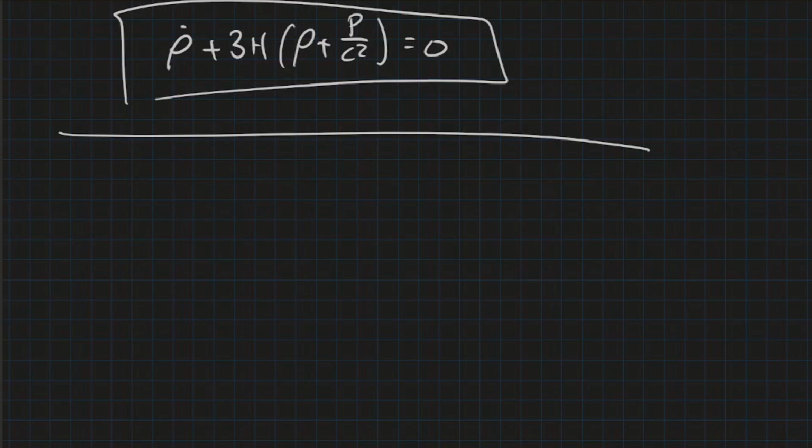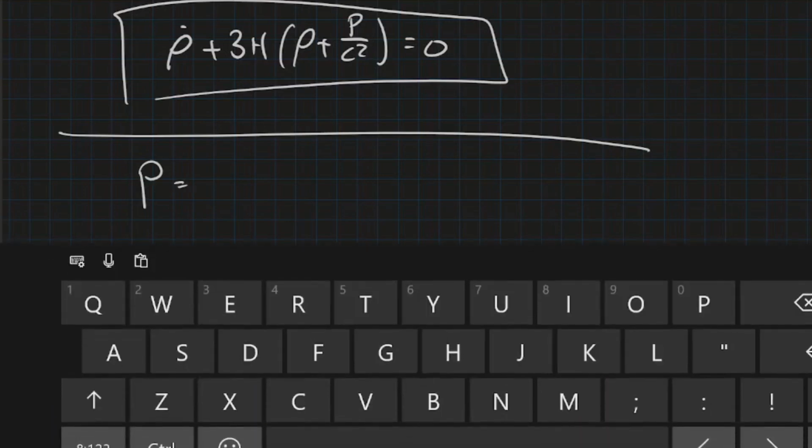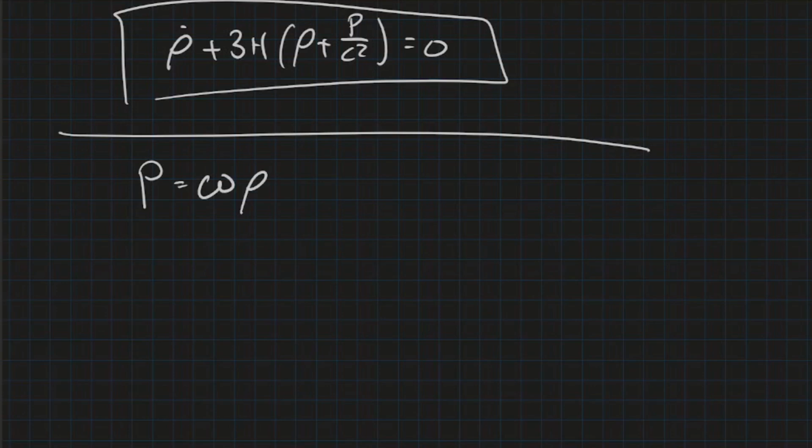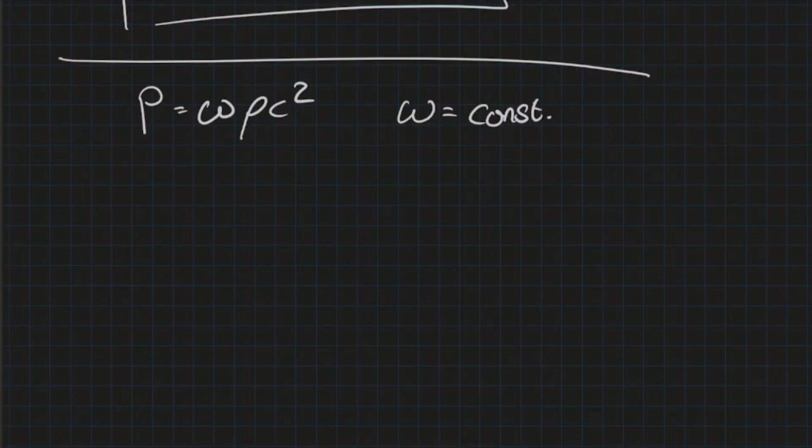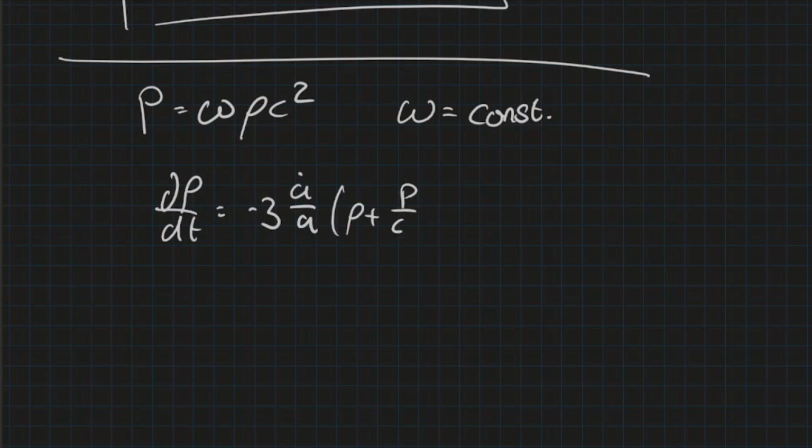And for this video, we will choose P is equal to w rho c squared, where w is a constant, the equation of state parameter. Rearranging the fluid equation to have d rho by dt on one side, we have d rho by dt is equal to minus 3, and substituting a dot over a back in for H, a dot over a, rho plus P over c squared.